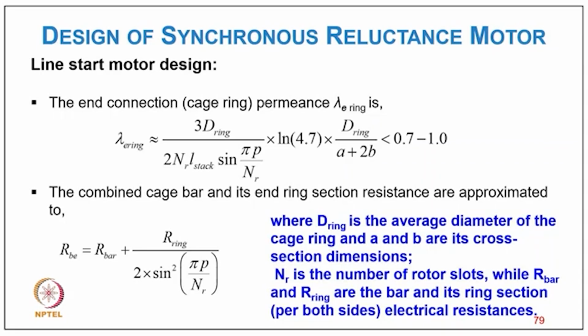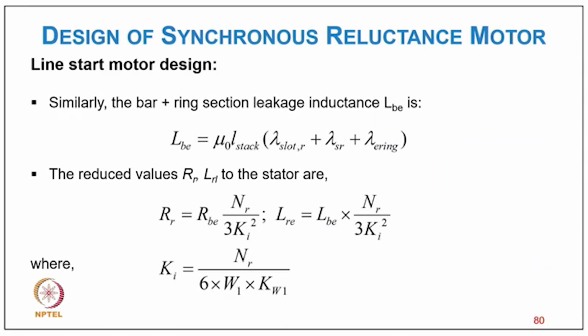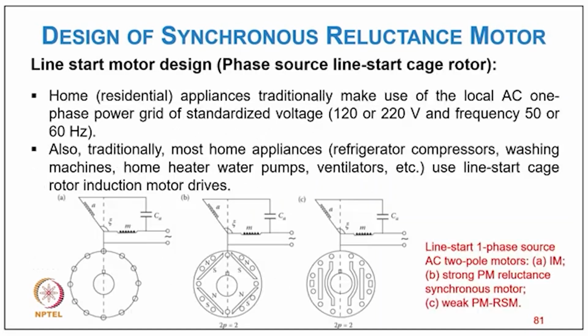So the combined cage bar and its end ring resistance is approximated as RB equal to R bar plus R ring upon 2 sin squared pi P upon NR. And similarly, the bar plus ring section leakage inductance is LB equal to mu0 L stack in bracket lambda slot R plus lambda SR plus lambda E ring, and the reduced values of RR and LR are RR equal to RB into 3 NR upon KI square, and LR equal to LB into 3 NR upon KI square, where KI equal to NR upon 6 W1 KW1.